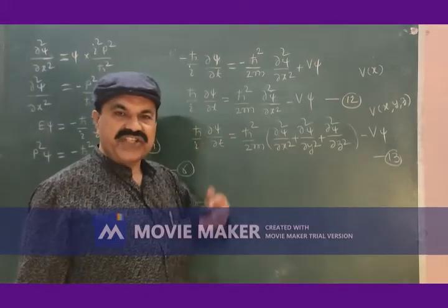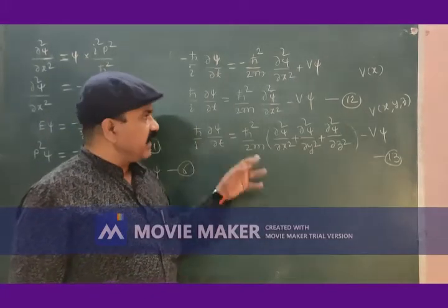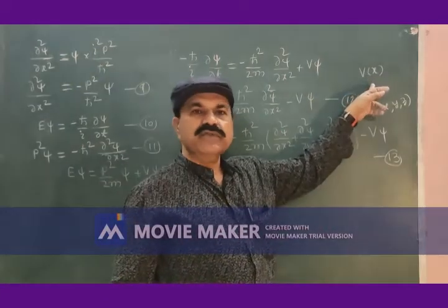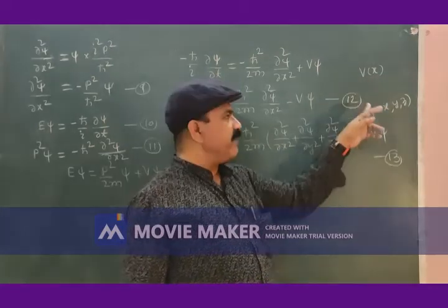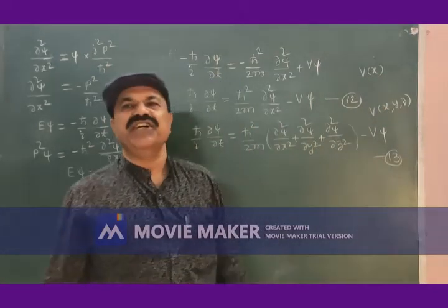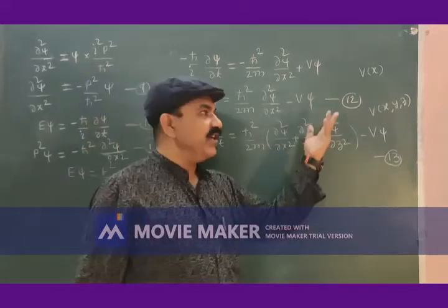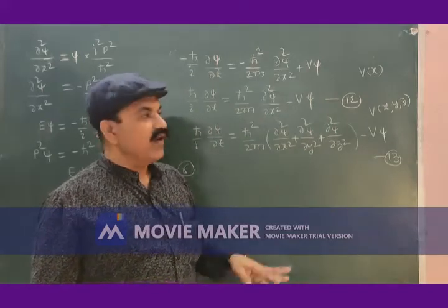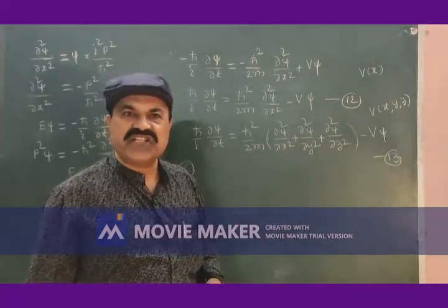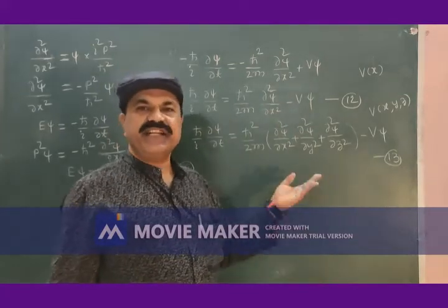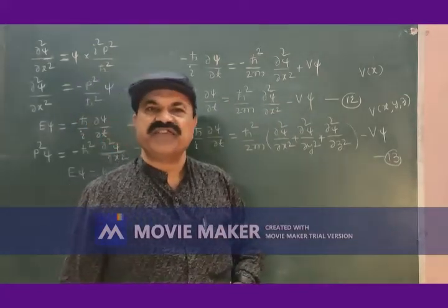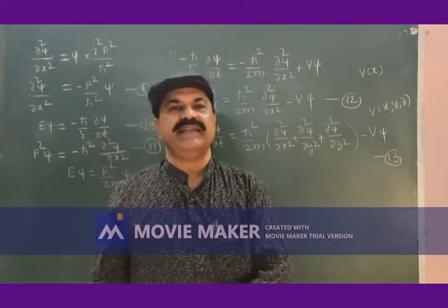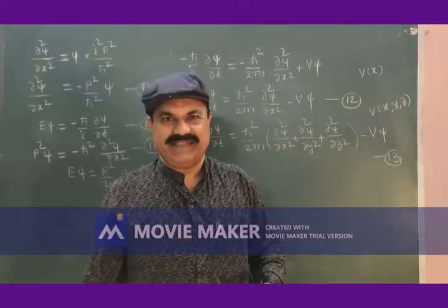To solve the Schrodinger equation in either one dimension or three dimensions, you should know the value of the potential energy: Vx in one dimension, v of x, y, z in three dimensions. Once you know the value of this potential energy, you can solve this Schrodinger equation to get the value of wave function psi for the bound particle, for the restricted particle.